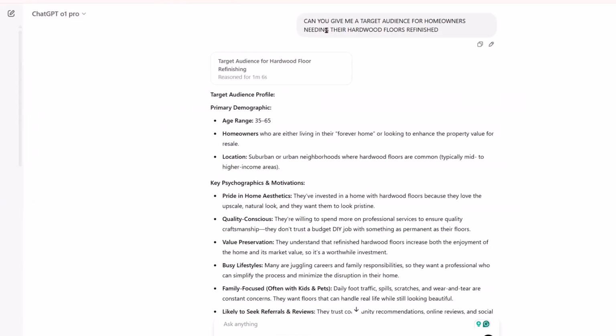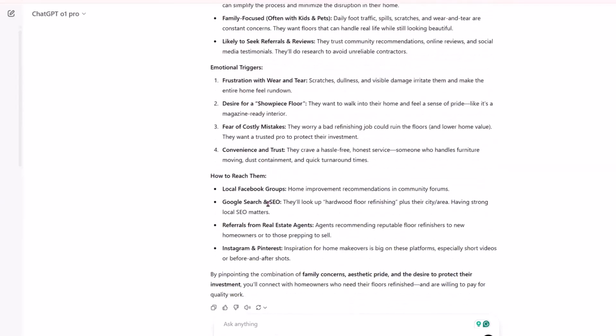I gave it a prompt: "Can you give me a target audience for homeowners needing their hardwood floors refinished?" Because that's what I want to know, for homeowners. I don't want to know about businesses. I don't want to know about gymnasiums. I want to know about hardwood floors for homeowners. It gave me a demographic right here, and this is where I got it.